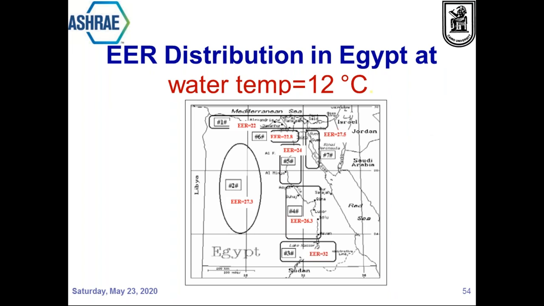Now, we also tried when we have the water spray at 12 degrees centigrade. We say 12 degrees centigrade is the temperature that we can get from chilled water in this case. So here you can see that we have an energy efficiency ratio of 27.3. Wow, that's a lot. But of course, you are considering the cost of producing 12 degrees centigrade.